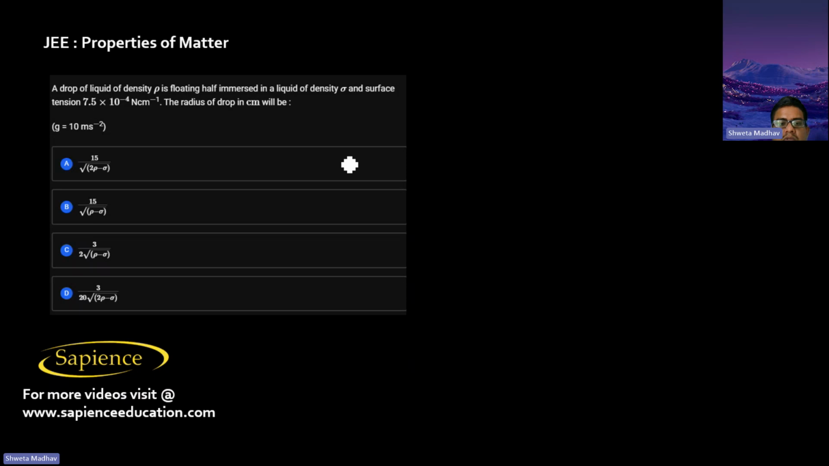So here it has been told that a drop of a liquid of density rho is floating half immersed in a liquid of density sigma. The surface tension is 7.5 into 10 power minus 4 Newton per centimeter. The radius of the drop in centimeter will be.